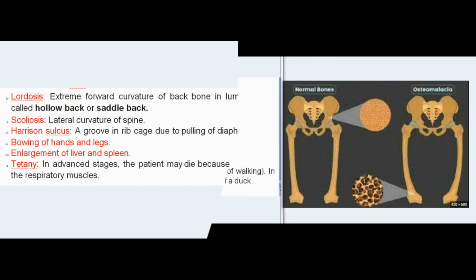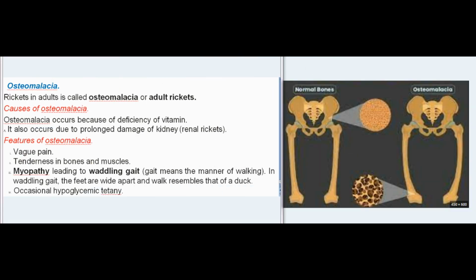Osteomalacia. Rickets in adults is called osteomalacia or adult rickets. Causes of osteomalacia. Osteomalacia occurs because of deficiency of vitamin D. It also occurs due to prolonged damage of kidney, renal rickets. Features of osteomalacia. Vague pain. Tenderness in bones and muscles. Myopathy leading to waddling gait. Gait means the manner of walking. In waddling gait, the feet are wide apart and walk resembles that of a duck. Occasional hypocalcemic tetany.